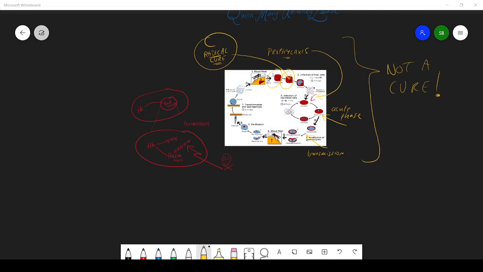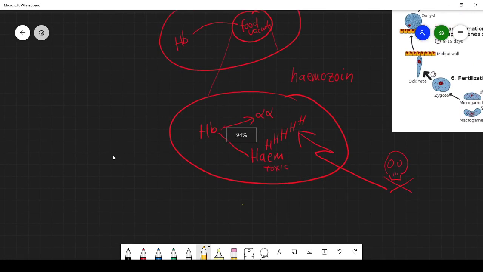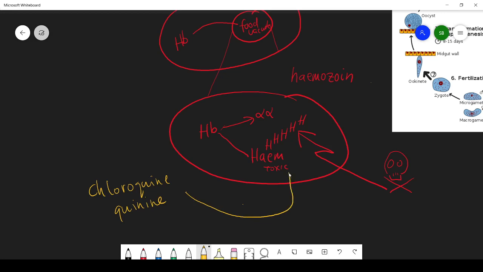So let's start with a few you might have heard of already. We're going to focus in here, and you've probably heard of chloroquine, and quinine. And what they do is to do exactly this. They break the formation of the heme polymer. So then heme builds up, and that results in the death of the cell.